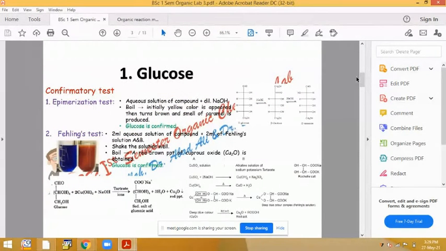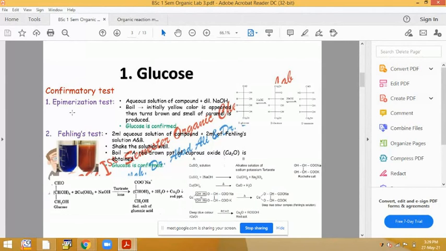Now coming to the confirmatory tests one by one. In case of glucose, the structure of glucose is CHO, (CHOH)4, and CH2OH. That means an aldehyde group is present here. So due to the aldehyde group, we will do the Fehling solution test and the Tollens test for the aldehyde group.